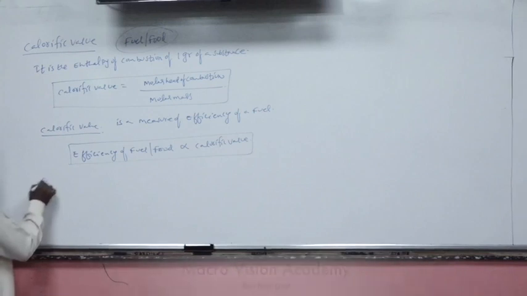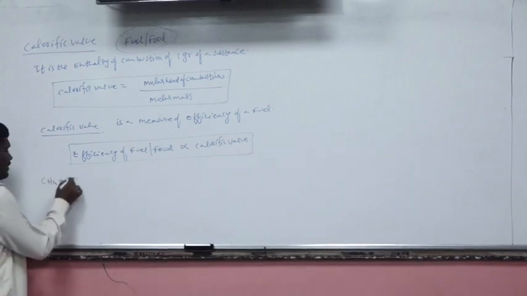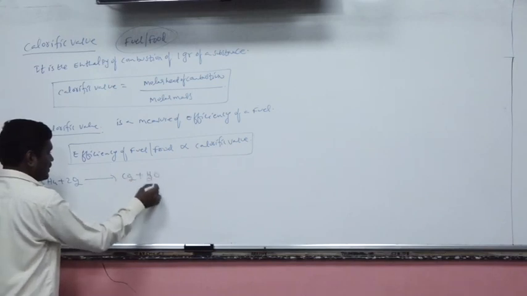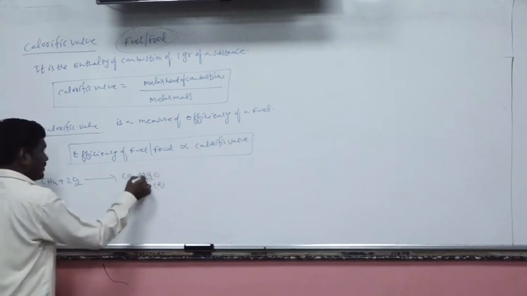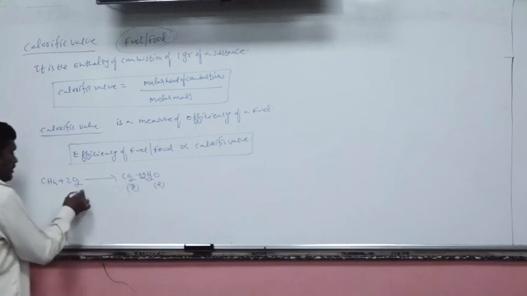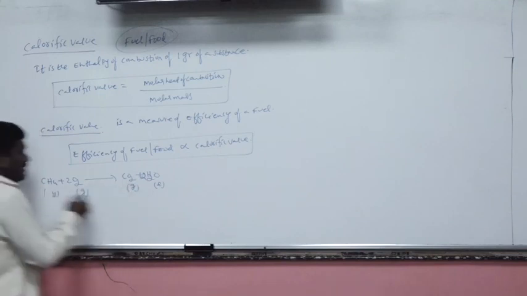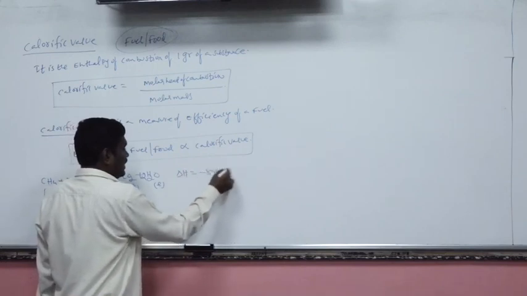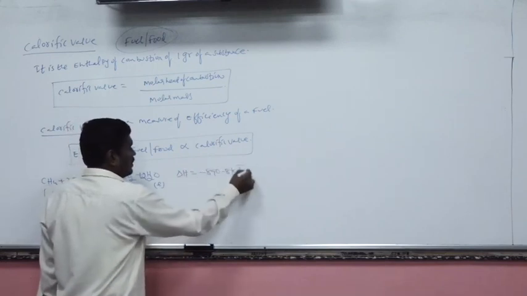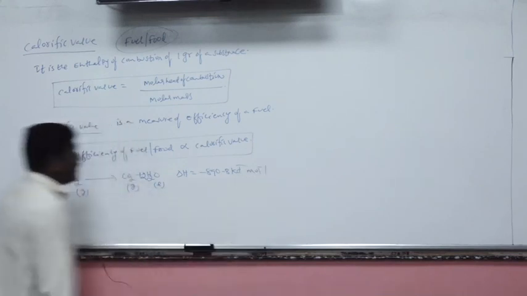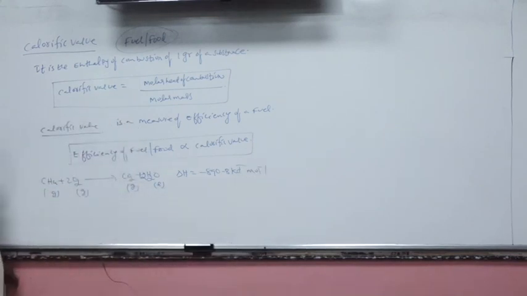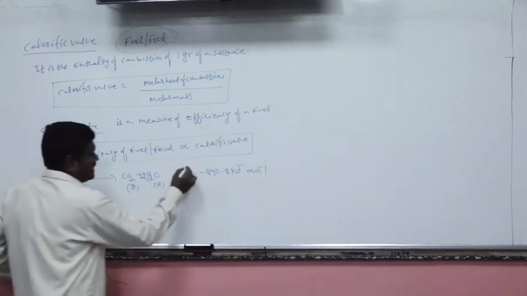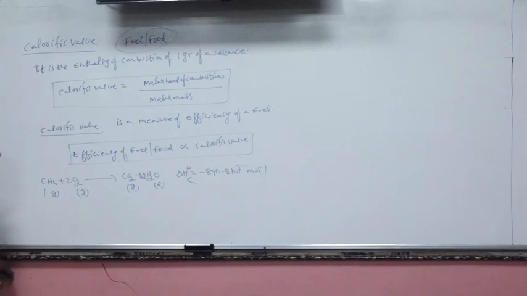Let's suppose methane combustion. What is the combustion enthalpy of methane? Let us say minus 890.8 kilojoule per mole. Now, I want to calculate when 1 gram of methane undergoes combustion, how much heat energy is released?